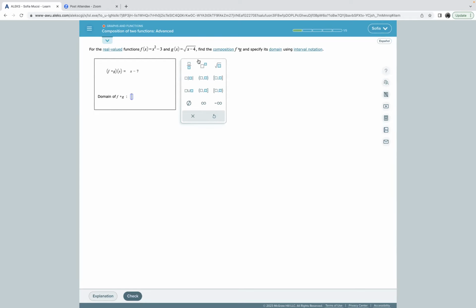And now on your domain, you go back to the original, the G, because the G is restricted. And I set that greater than or equal to 0. Yeah, the X minus 4. So would that be written as bracket 4 to positive infinity parentheses? Yes. Okay.